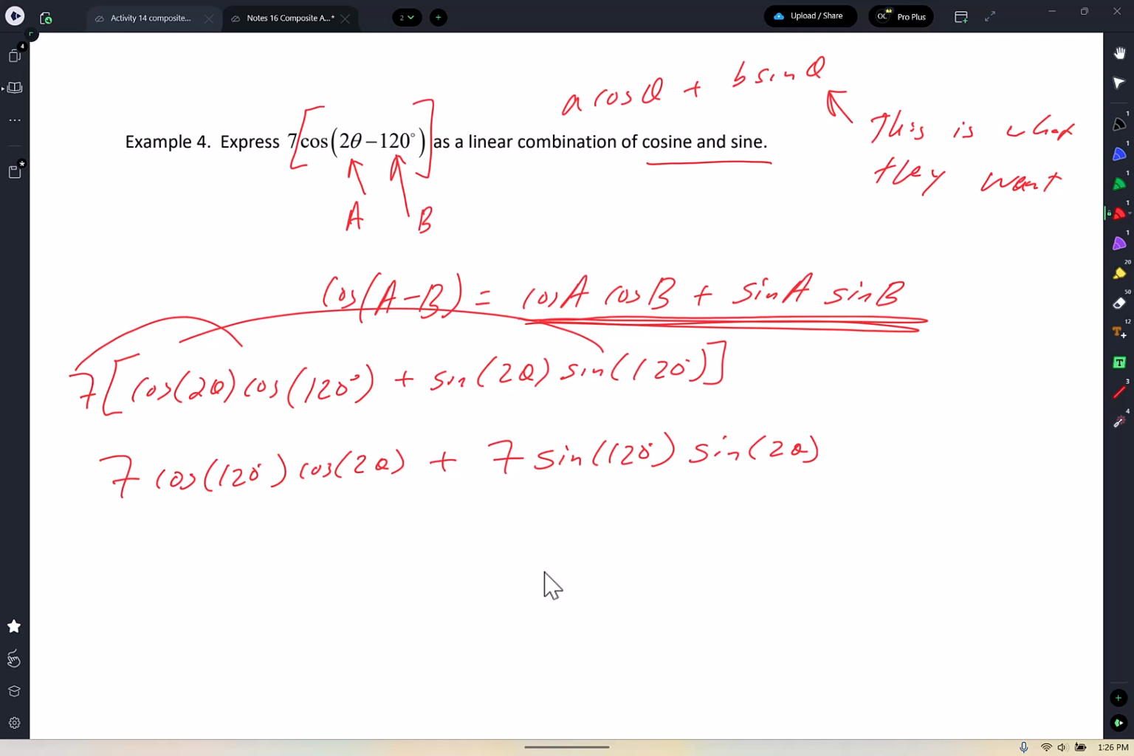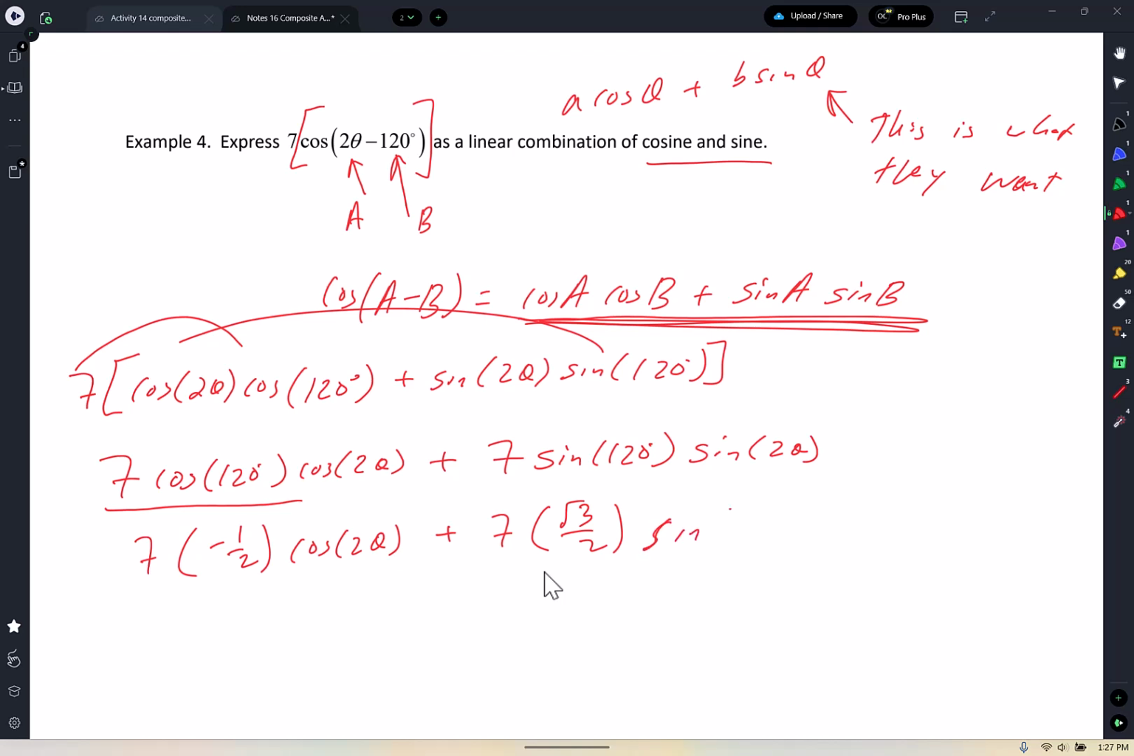We're okay? All right, here we go. 7 cosine 120. 7 parentheses. Do you remember what cosine of 120 is? Romero, do you remember? Positive or negative? Negative 1/2. Cosine 2 theta. This is why we take those unit circle quizzes, guys. Do you remember what sine of 120 is? There you go. Good job, guys.